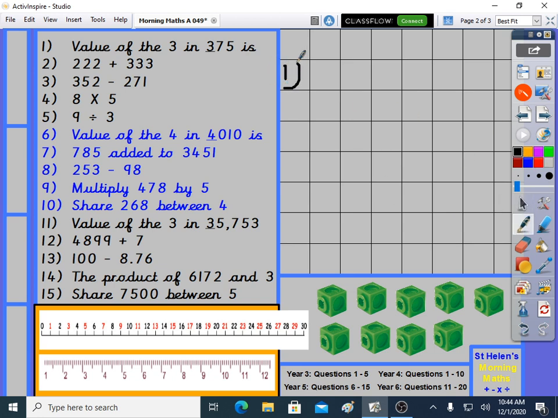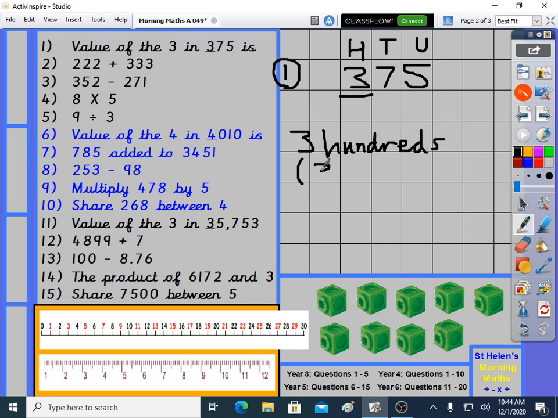Day 49's year 3 level. Question 1 is value of the 3 in 375. 5 units, 7 tens and 3 hundreds. What's the value of the 3? It's worth 3 hundreds. In digits, 300. 3 hundreds is of course 300.